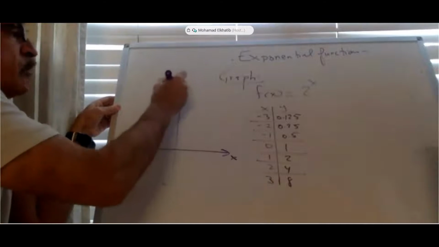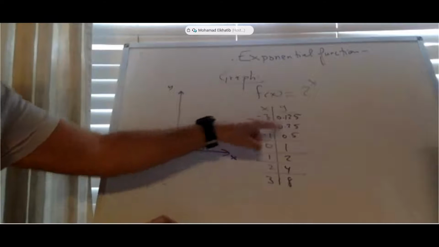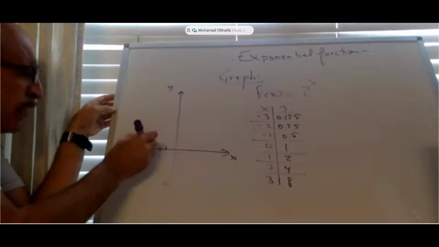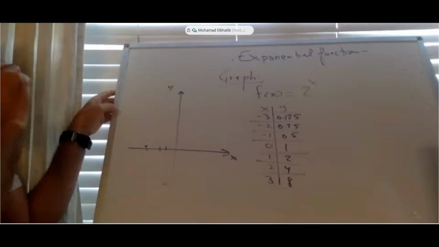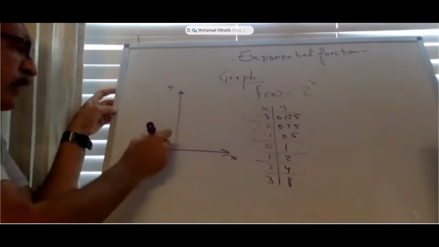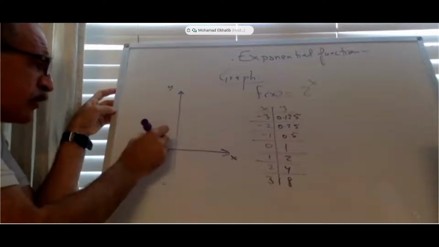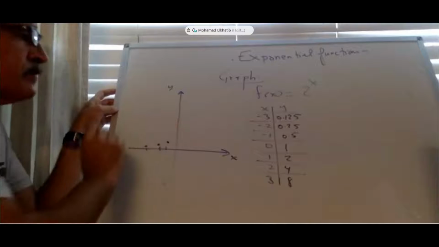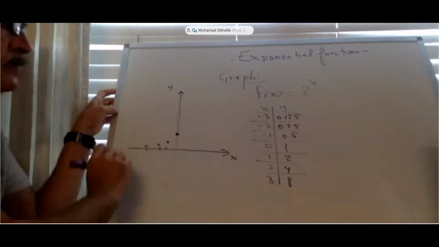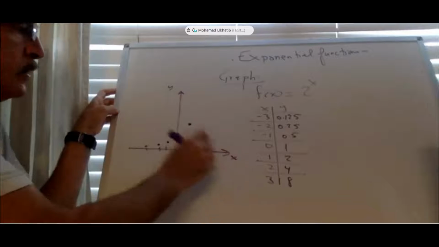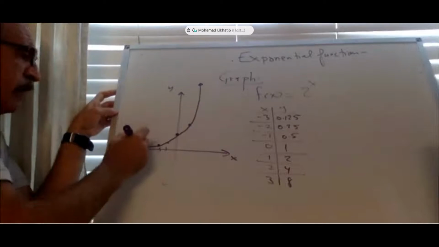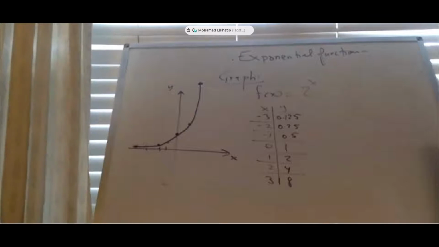This is x and this is y. The first point is -3 and 0.125. -3, I go left 3. 0.125 is just a little bit higher right there. Then -2, 0.25. -2, I go a little bit higher than this point right there. -1, 0.5, a little higher than this one. 0, 1, 1, 2, 2, 4. So when you graph it, you're going to get a graph that looks like this. That is the graph of y equals 2 to the x.